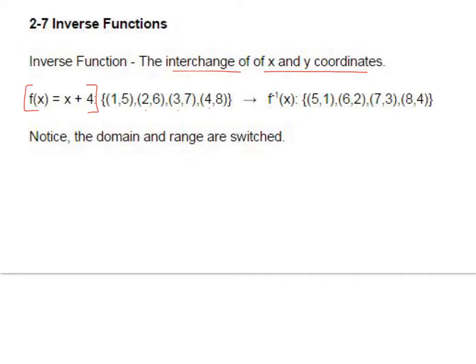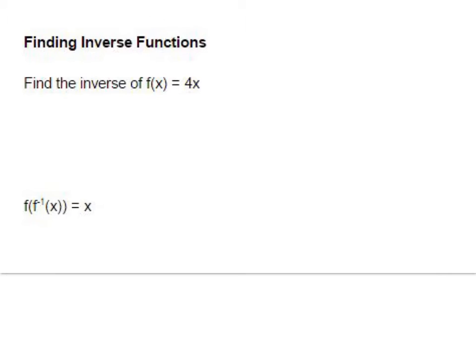Well, the inverse is going to involve the switching of those. So as we look at the domain and the range being switched, the points (5, 1), (6, 2), (7, 3), and (8, 4) are going to be in the inverse of x, and that's a notation that we're going to talk about here in just a second. As we look at finding inverse functions, we notice that there's a correlation, and we're going to talk about what that actually means.